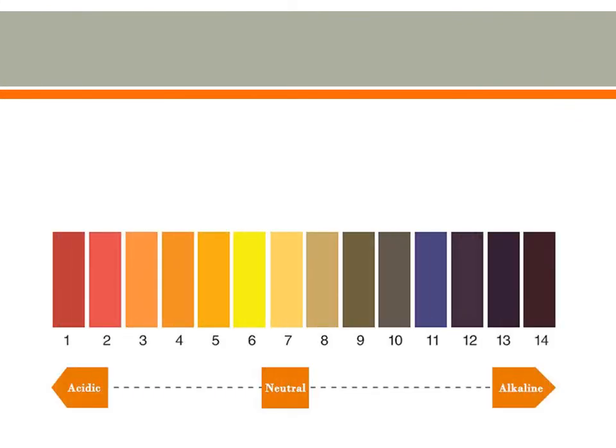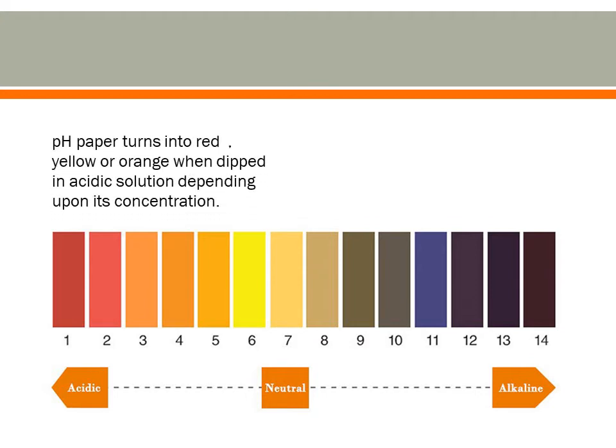The picture shown below tells us about the pH of the different solutions, that is acidic or basic. Basic solution is also called alkaline solution. So if the pH paper turns red, yellow or orange as given below when dipped in acidic solution, it will show different colors depending upon its concentration. When the pH is highly acidic, it will show a dark color. When the pH is less acidic, it will show a light color.